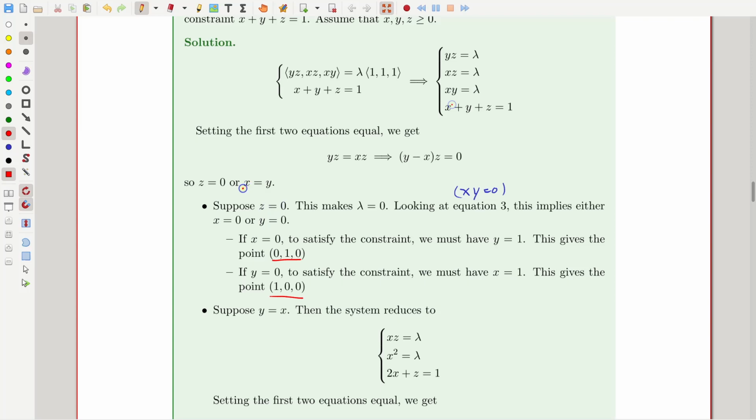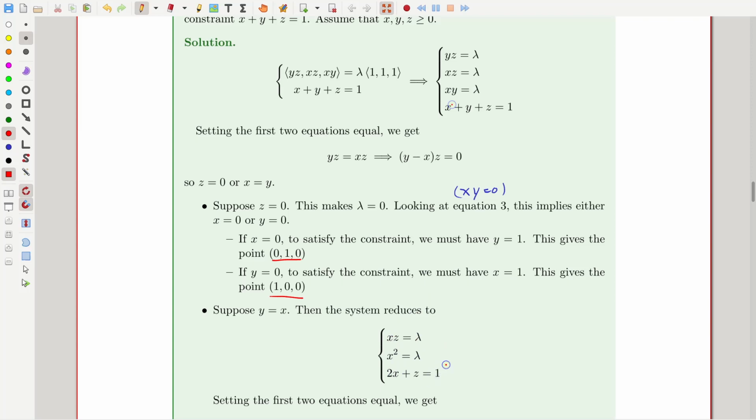So now we look back and we had another possible branch that we could take. We could have had that x is equal to y, right? So we now try that out and see what points we get. So assuming that y is equal to x, this time I plug things in. I replace y everywhere by x to get this system.